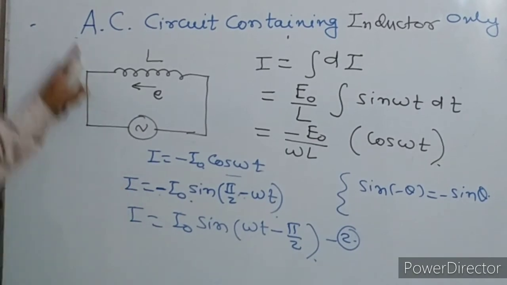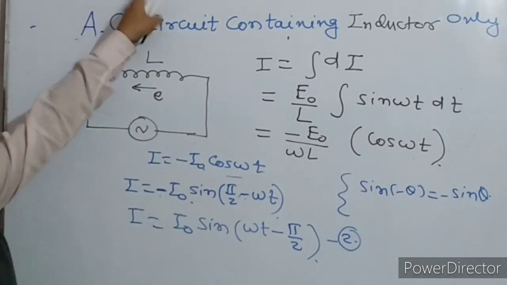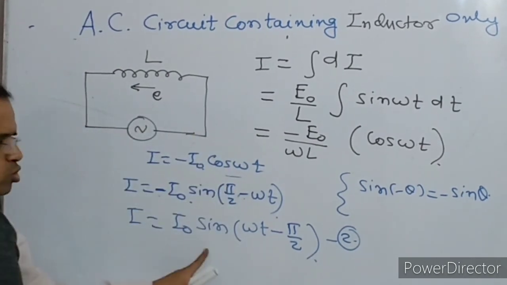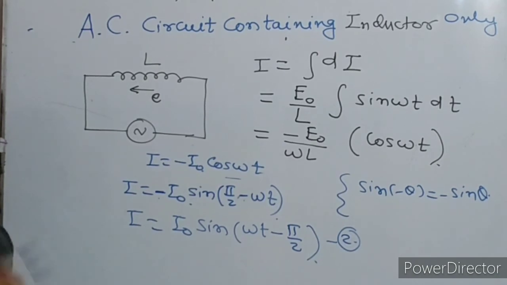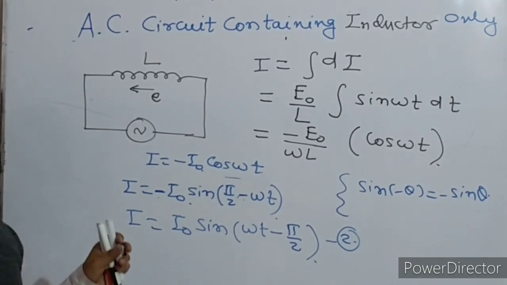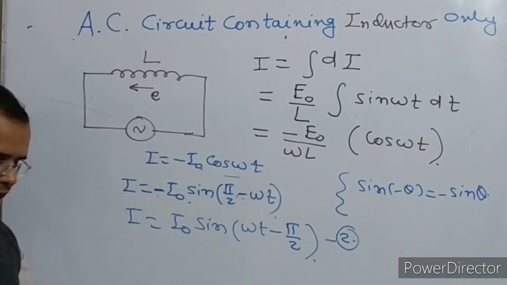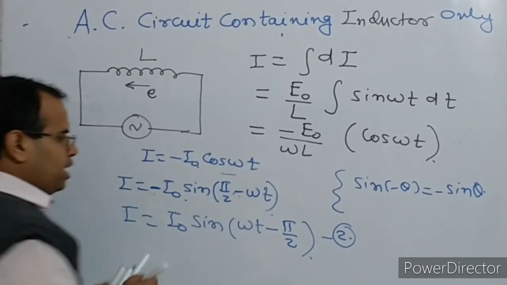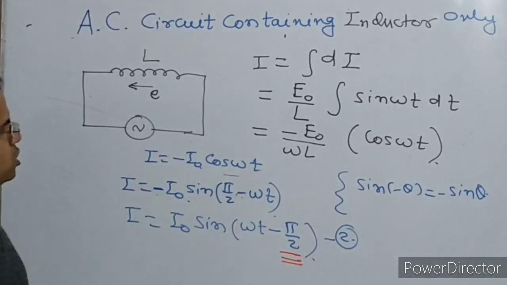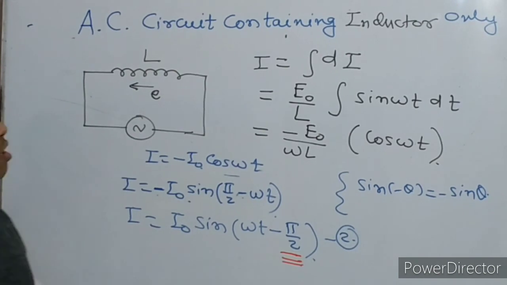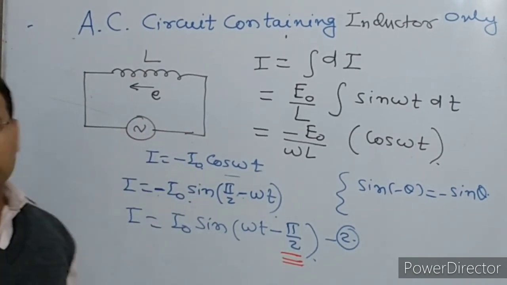Now if you compare 1 and 2, E equals E naught sin omega t, and I equals I naught sin of omega t minus pi by 2. What does it mean? It means that the current is lagging behind the EMF by angle pi by 2. So this is the behavior of alternating current when an inductor is connected in it.